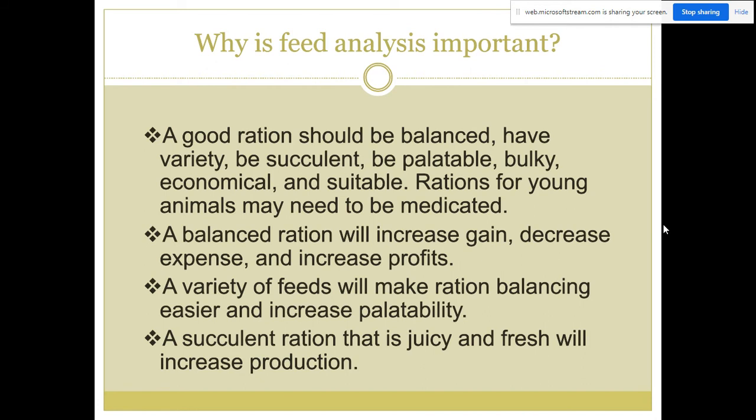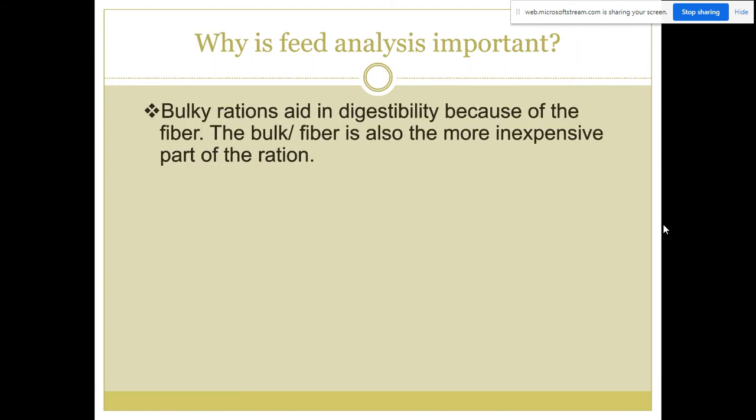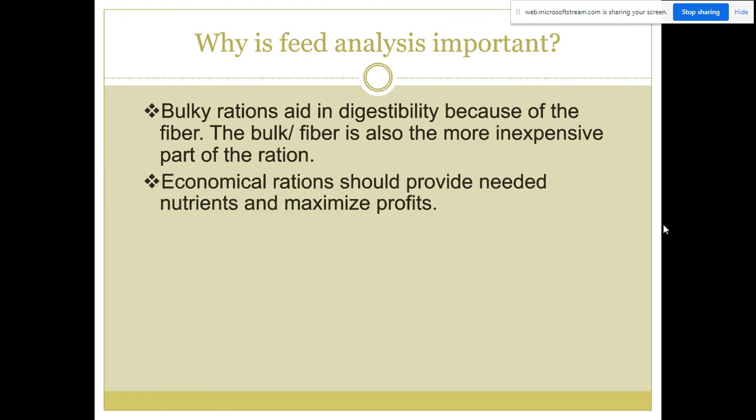A succulent ration is one that is juicy and fresh, and it will always increase production. So we're talking fresh grain, fresh hay, fresh grass, whatever it may be. Okay, that's what they mean there. Bulky rations aid in digestibility because they're higher in fiber, and remember, fiber is what helps digestion. Bulk fiber is the most expensive part of the ration.